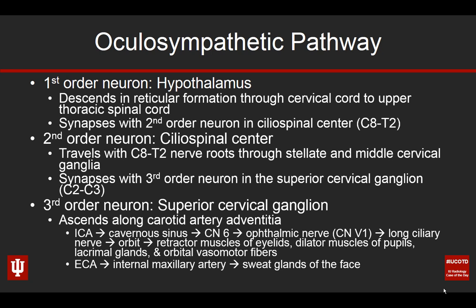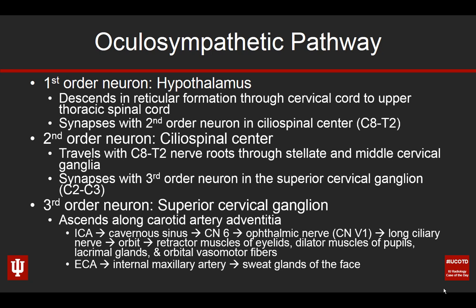So it's a complex pathway. Just remember: hypothalamus, reticular formation, down through the cervical cord to the cervicothoracic junction, exits along those C8 through T2 nerve roots out to those cervical ganglia, and it makes its way from that point up along the carotid artery.